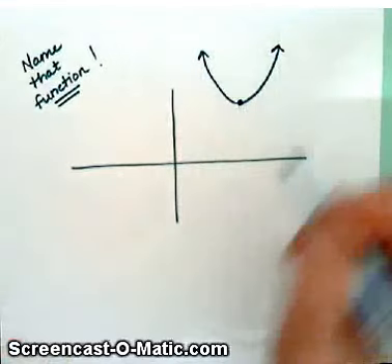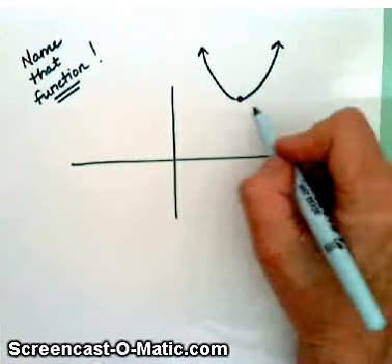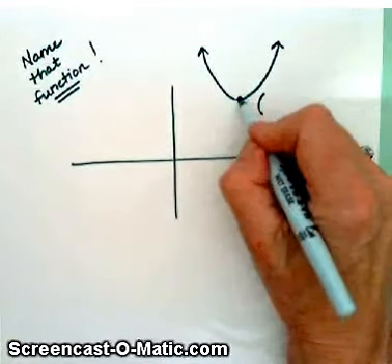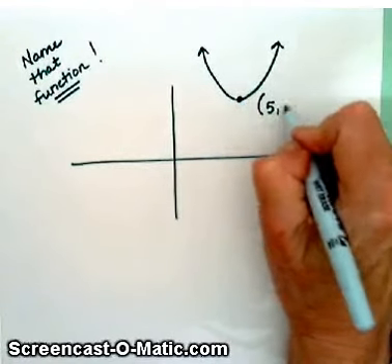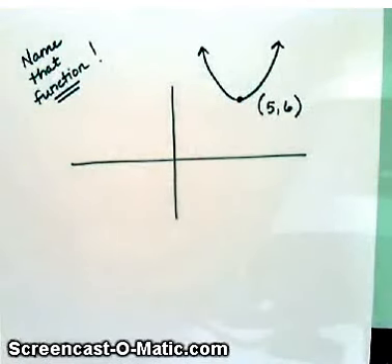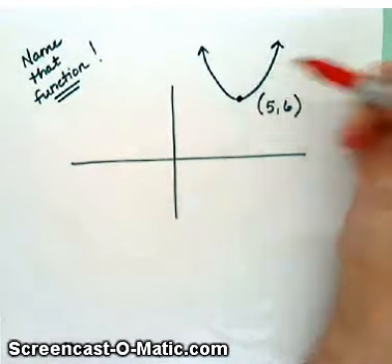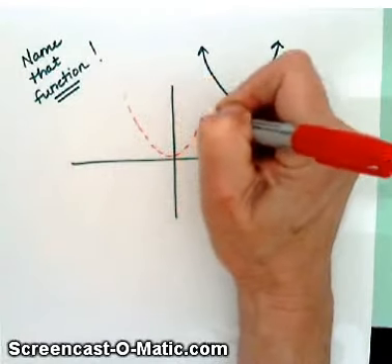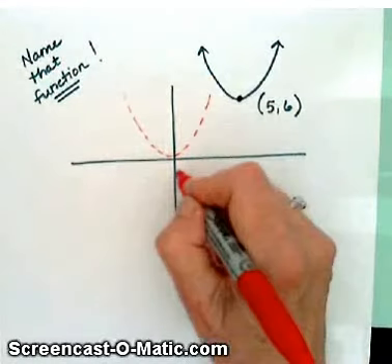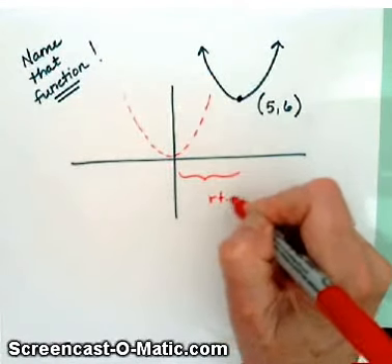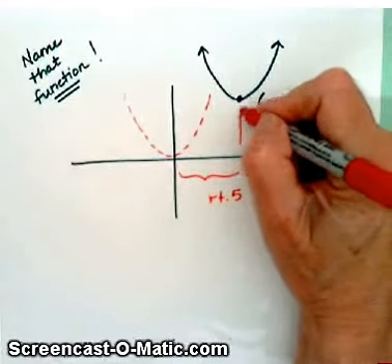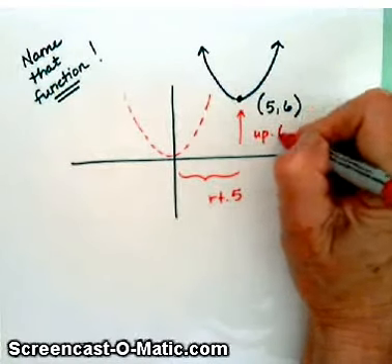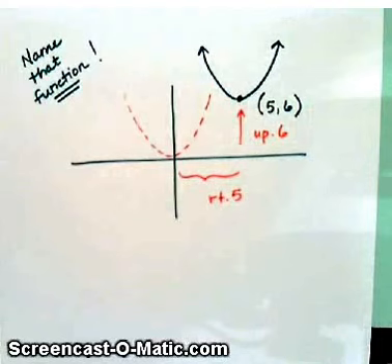For example, suppose you see this picture, and this is a point, and it is at 5, 6. And so you would say, well, that is an x squared graph. So it used to be here. But what has happened to it? Well, it has moved right 5. It has moved up 6. Now, how do I write that in terms of a function?